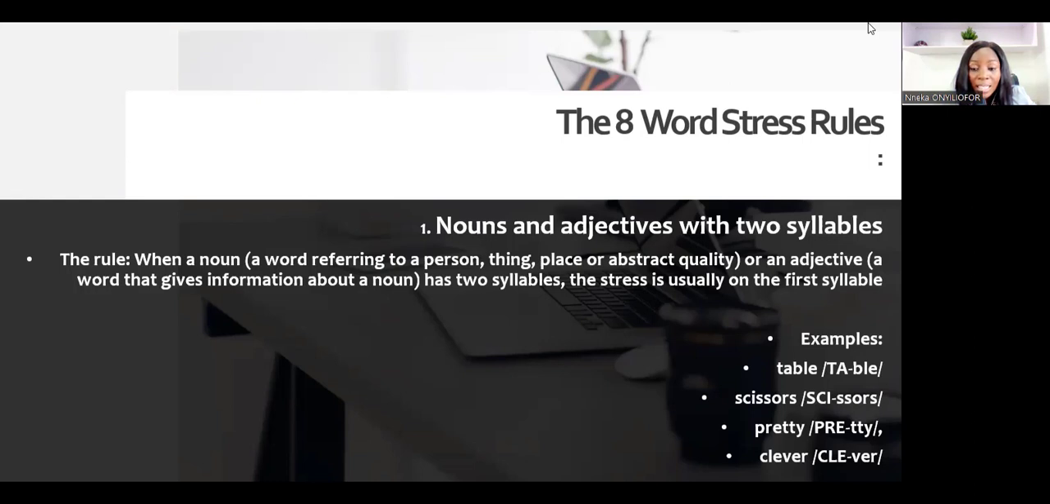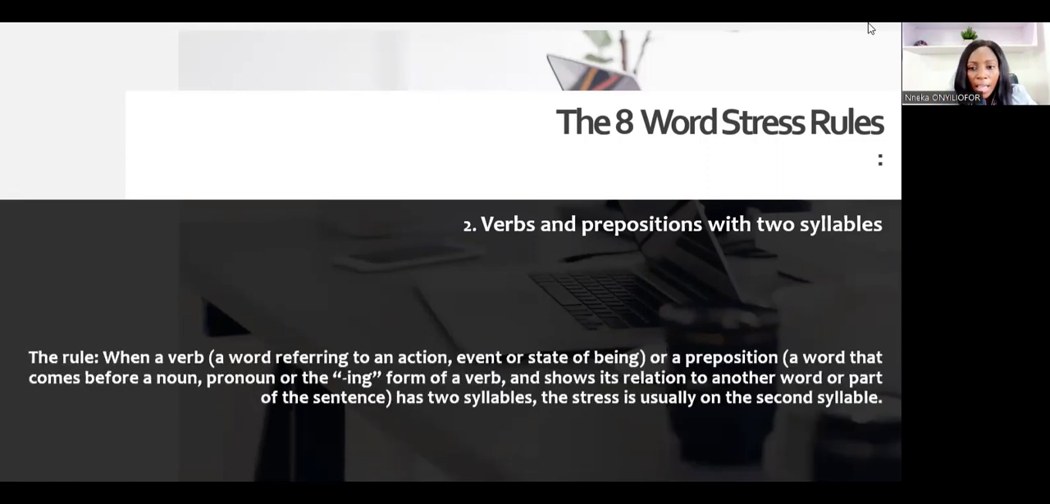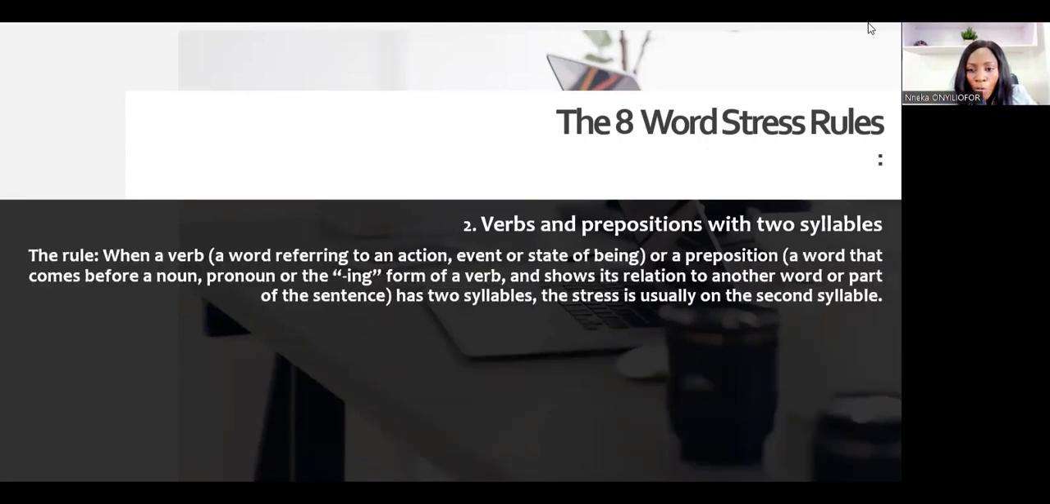Table, scissors, pretty, clever. Rule number 2. Let's move on to verbs and prepositions with 2-syllable words. These words are often stressed on their second syllable.